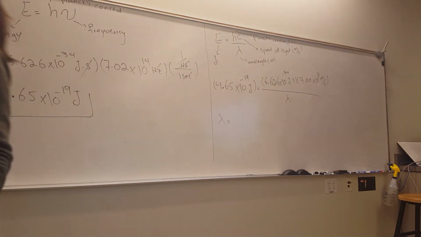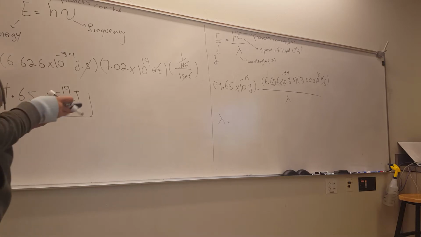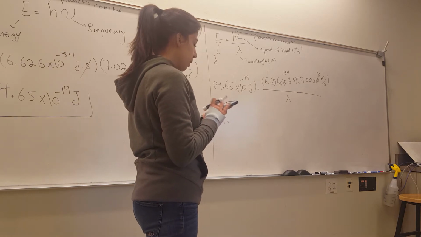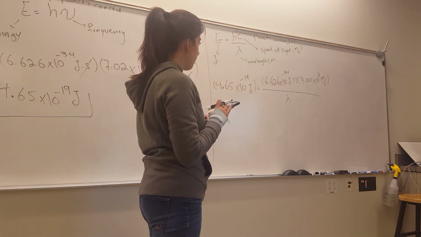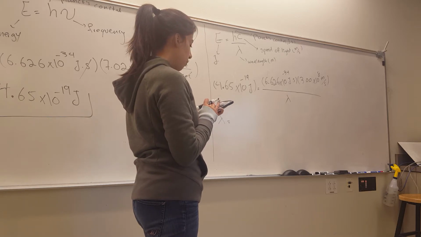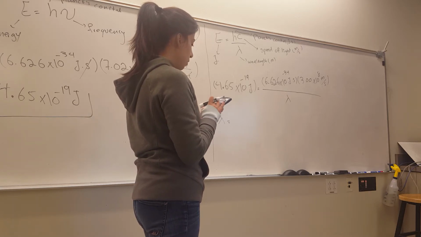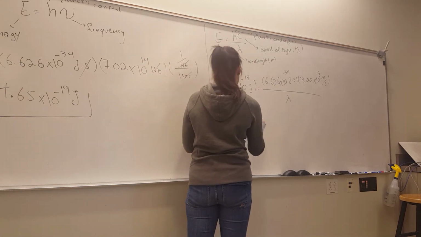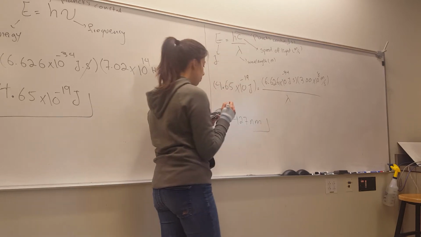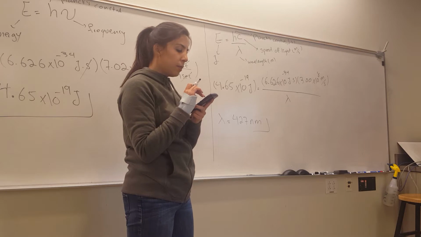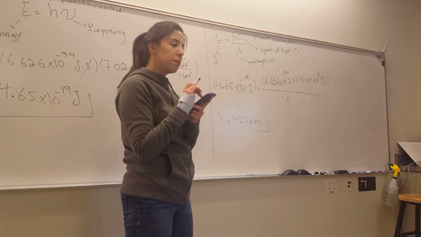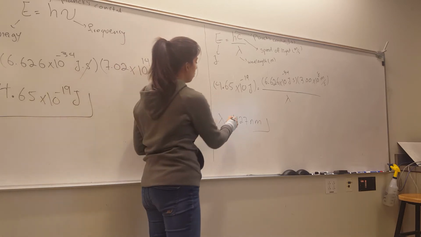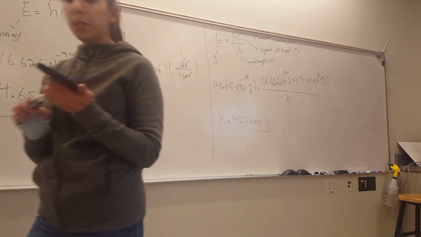So lambda from here is 6.626 times 10 to the negative 34 times 3 times 10 to the 8, divided by 4.65 times 10 to the negative 19. And this is 427 nanometers. What I get from the calculator is 4.27 times 10 to the negative 7 meters, but convert this to nanometers, and that gives you 427 nanometers.